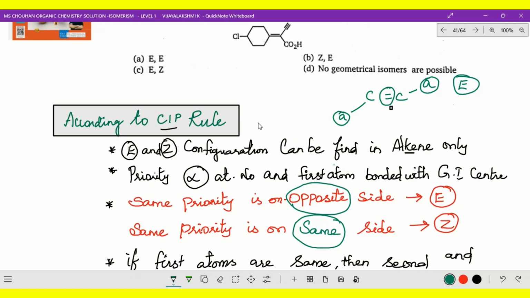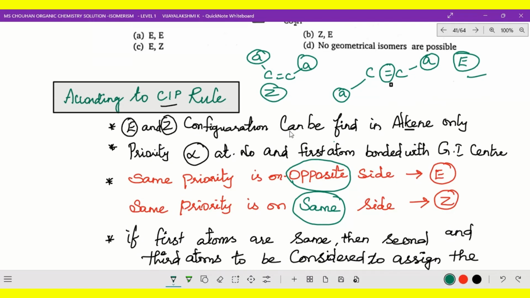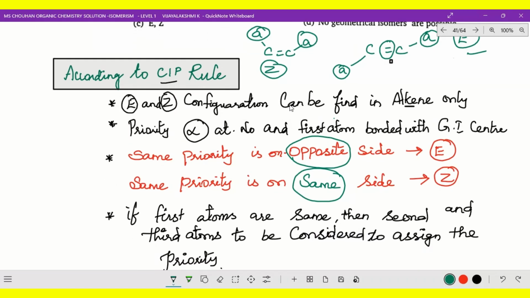Got it? Now, in the same way, the same priority on the same side. For example, C double bond C. Here A and this side also A. So both are on the same side, so that is Z configuration. Opposite side means E configuration and the same side means Z configuration. That's all. Suppose in a question the first atoms are the same, then the second and third atoms are to be considered to assign the priority.